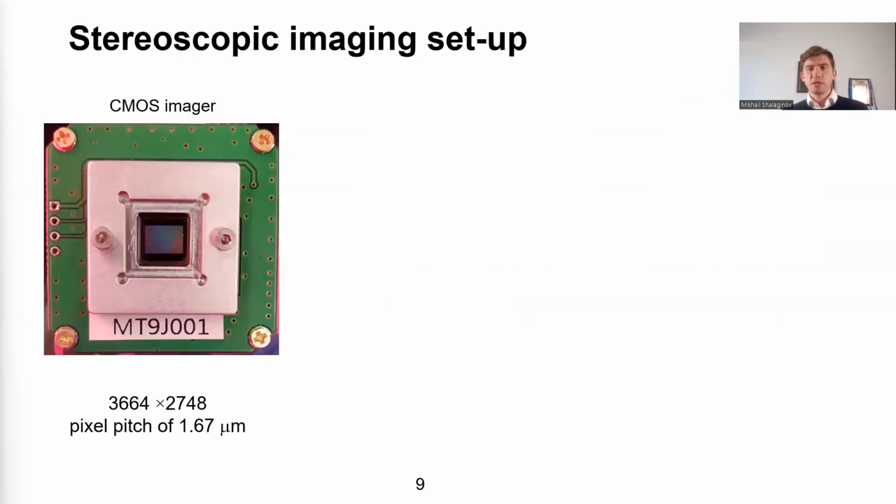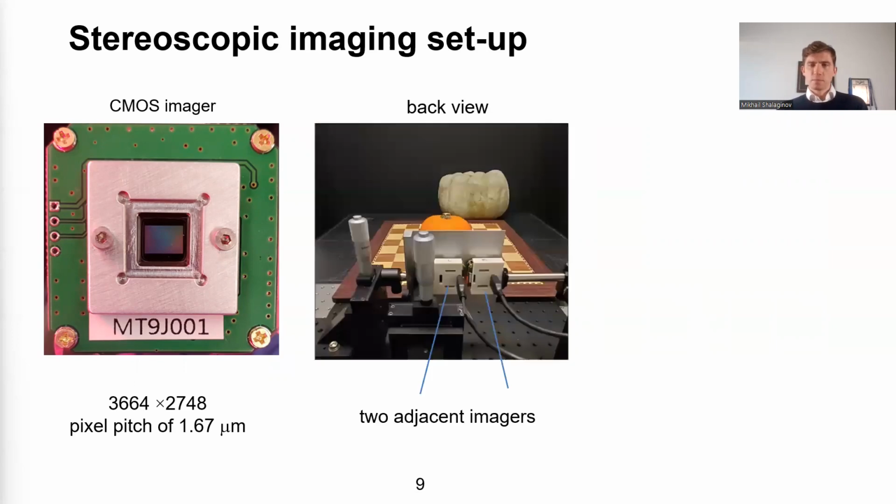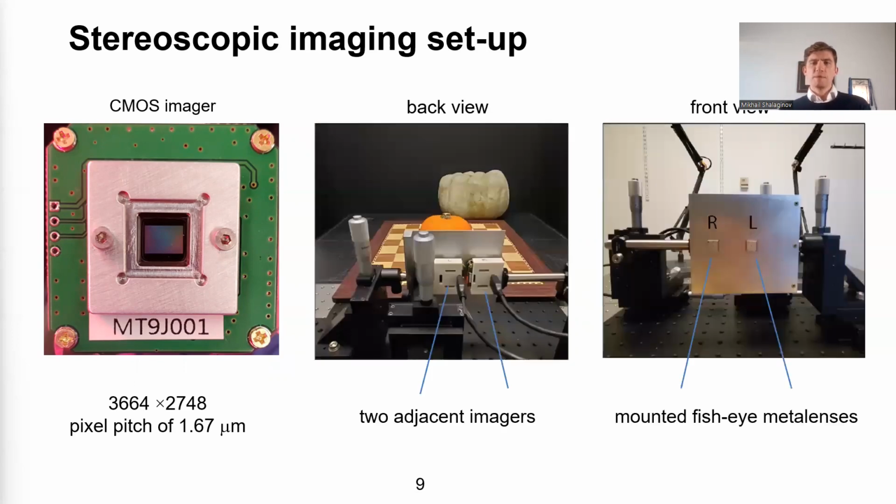For implementing a stereoscopic imaging setup, we have used this 4K off-the-shelf CMOS imager with a nominal pixel size of 1.67 micron. Here you can see two photographs demonstrating the whole optical setup. The middle photo shows the backside view, two imagers mounted to translation stages, and also the two objects used for 3D imaging. So these are the orange sweet pie pumpkin and gray Galeux d'Eysines pumpkin sitting on the chessboard.